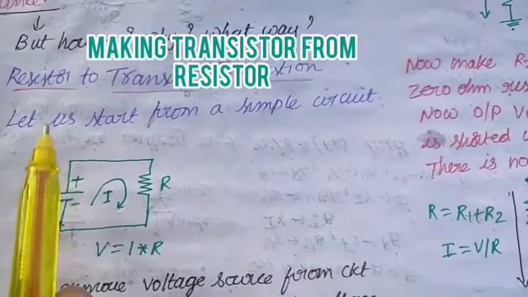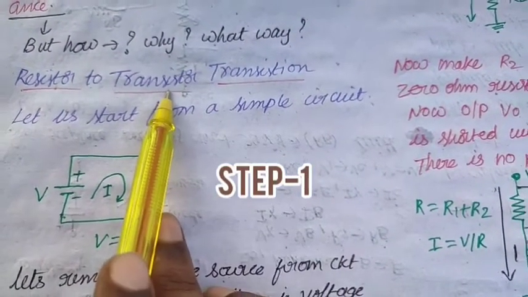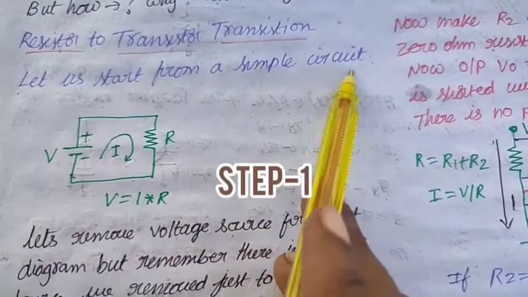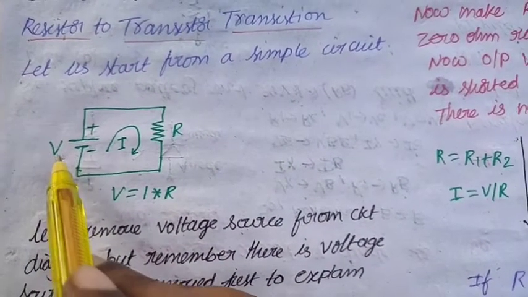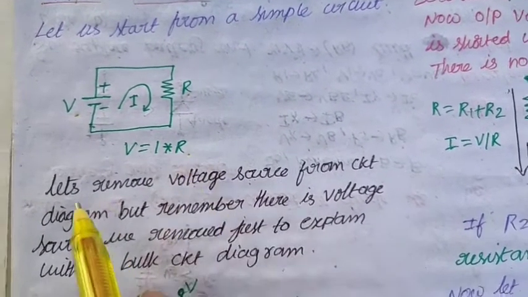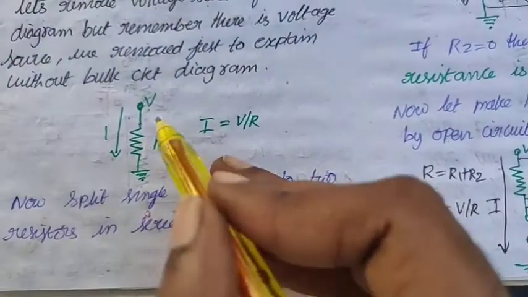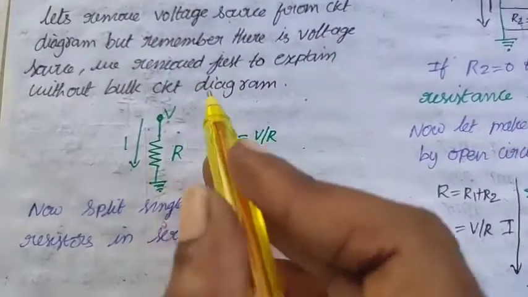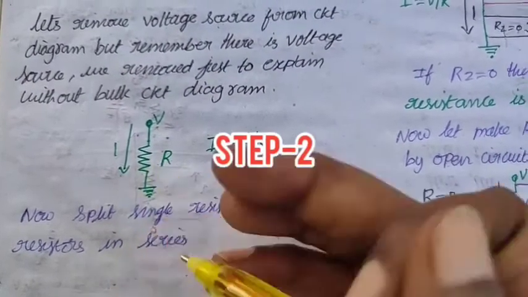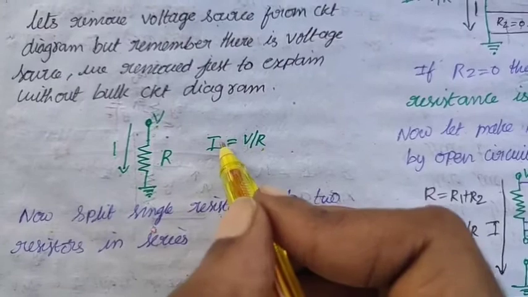Let's check it. Here we are making a resistor into a transistor. Let's start from a simple circuit. I am simply taking a voltage and a resistor. So V is equal to IR. Let's remove this voltage source. For simplifying the circuit, we are placing the voltage on top. Step 1, we are taking voltage and resistor. Step 2, we are splitting this single resistor into two parts. We know I is equal to V by R according to Ohm's law.